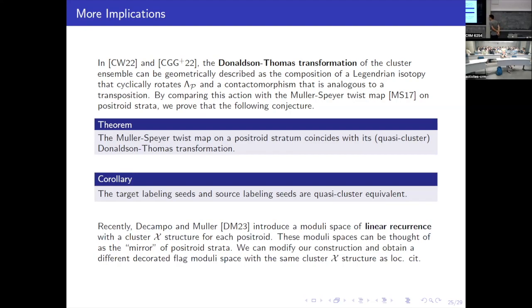Okay. Recently, Galashin and Lam, and Muller, introduced a moduli space of linear recurrences with a cluster X structure for each positroid. So this can sort of be a mirror, following this A-X duality, of the positroid strata. So using our construction, we can also make another decorated version of the flag moduli, and this differently decorated flag moduli is isomorphic to this moduli space of linear recurrences.